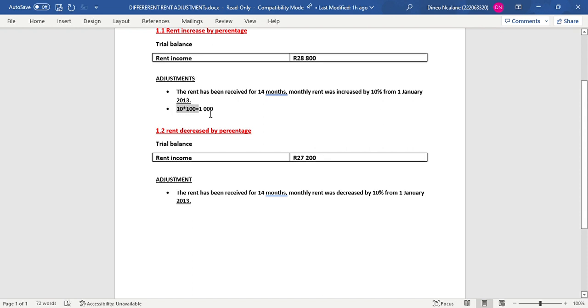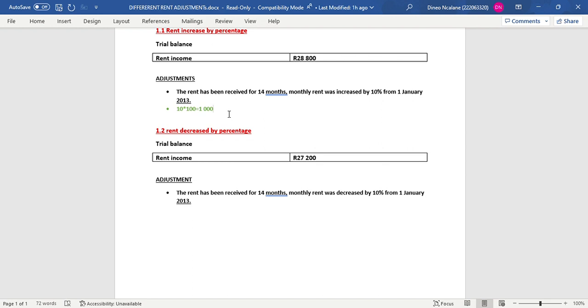Let's highlight this one. We must use a bright color. We will use this green. So we have this 10 times 100 for 100%.